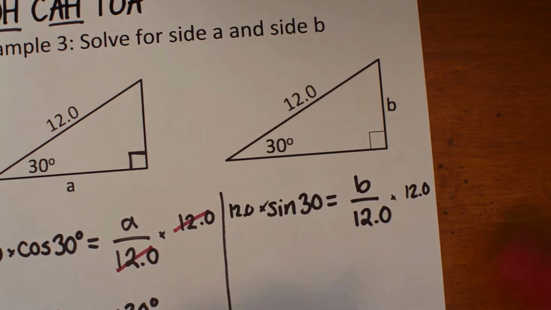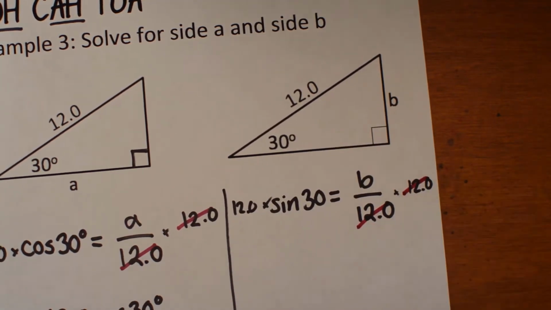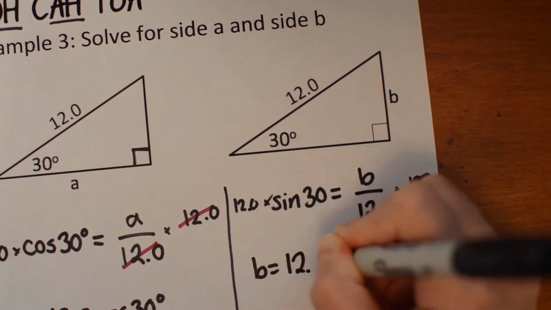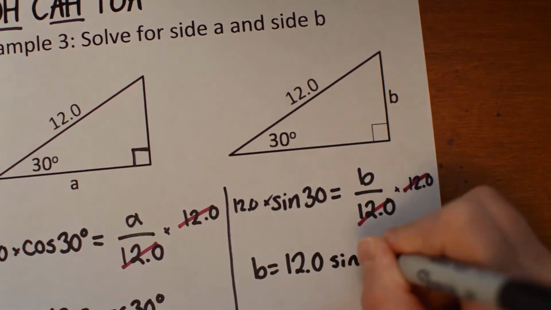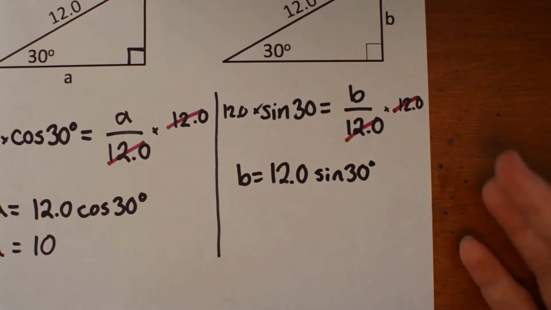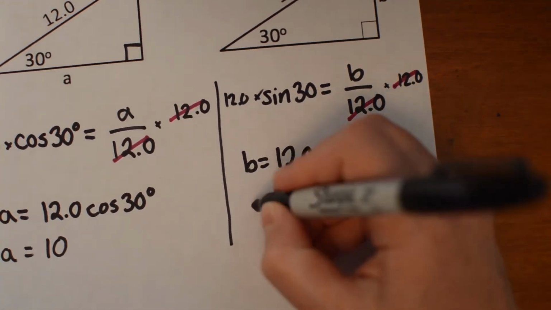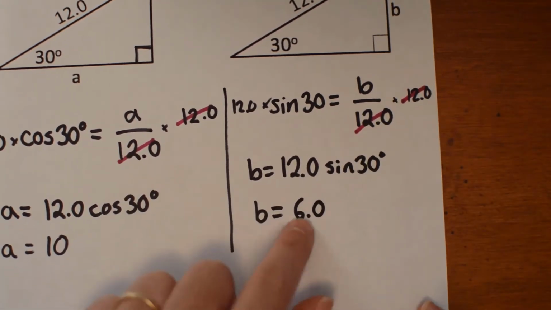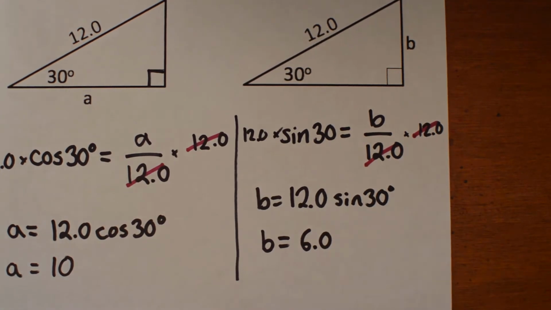That gets rid of the 12 on the bottom here and isolates for side B, which is going to be 12 times sine of 30 degrees. Sine of 30 degrees is a half, so 12 times a half is going to be 6. So B will equal 6, and I'll get to write 6.0 because I have 2 sig figs there. And I'm done.